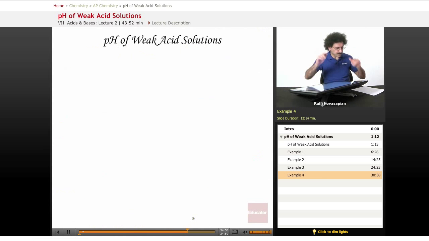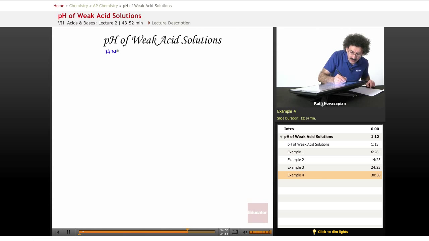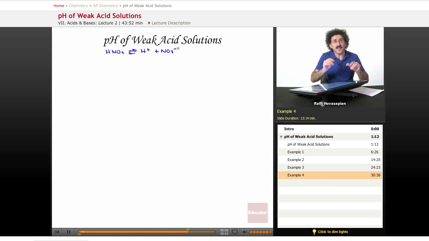Therefore, let's go with HNO2, H plus, plus NO2 minus. Now, you're going to do the same thing that you did before. You're going to make a little ice chart. Initial, change, equilibrium. You're going to do your simplification. You're going to check it. Everything is going to be fine. I hope you actually go ahead and run through and do this based on the previous 2 examples. So for this one, you're going to end up with a pH of 1.40.